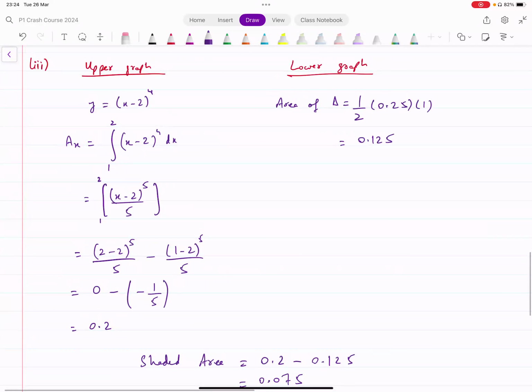Make sense? Any issues with this? Sir. Yeah. Sir, I'm confused how, why did you take the triangle as upper and the triangle as lower graph?